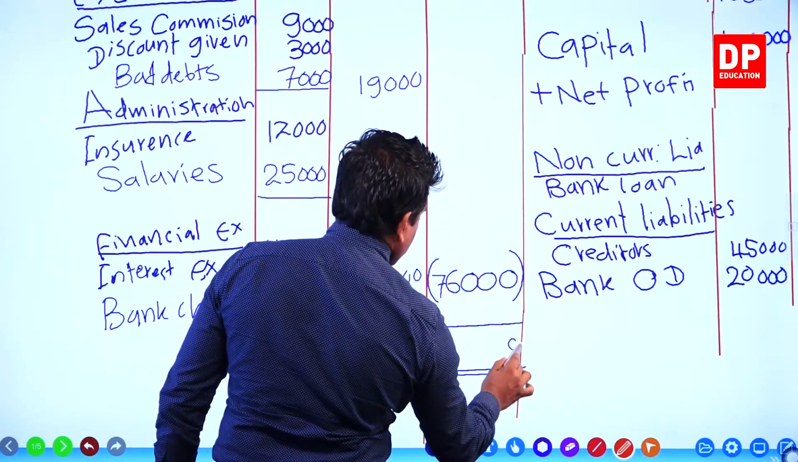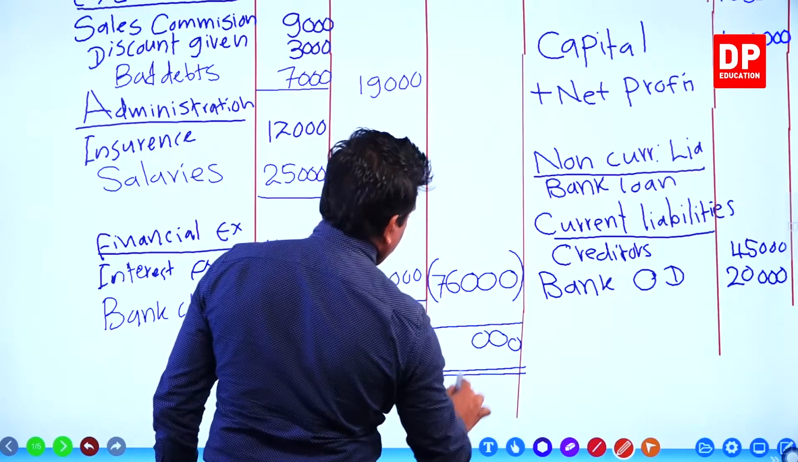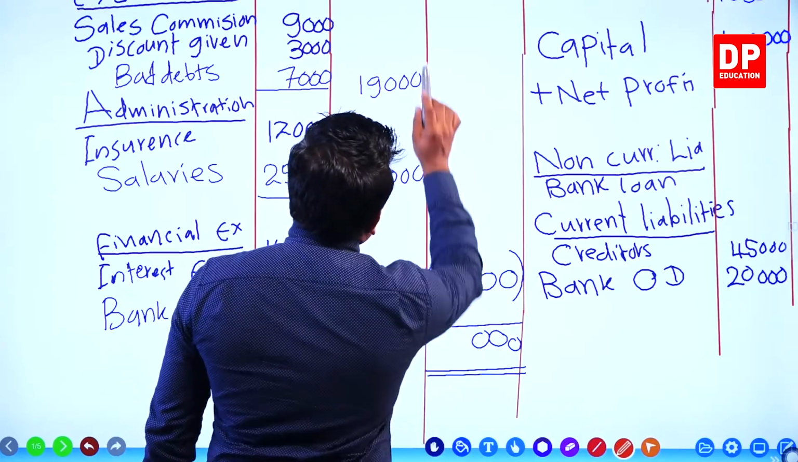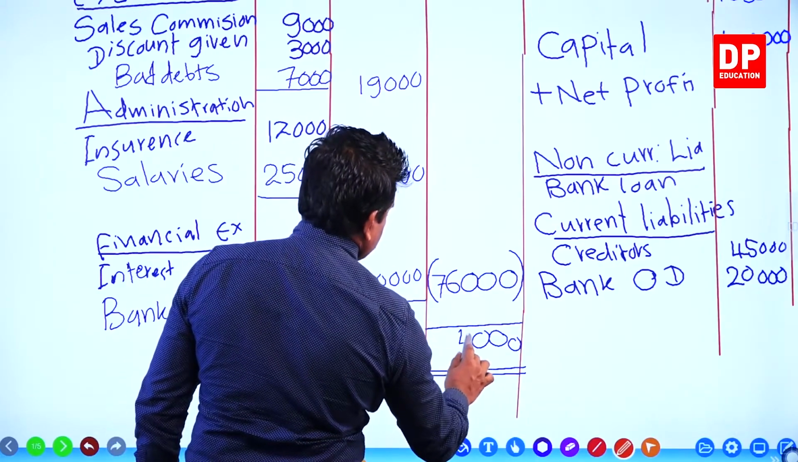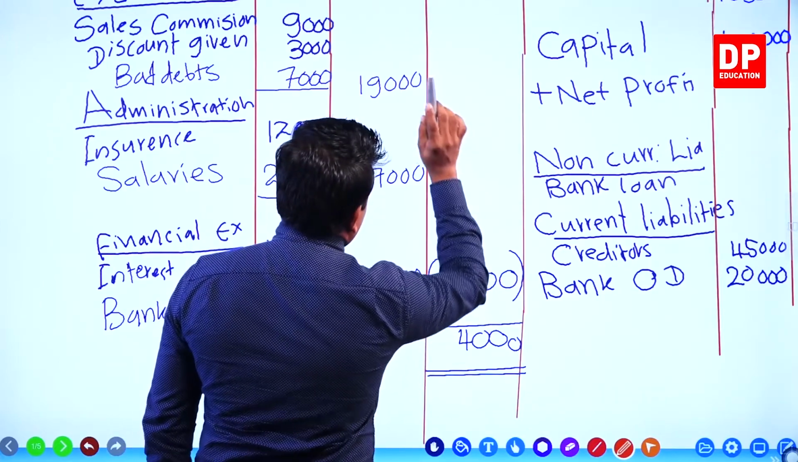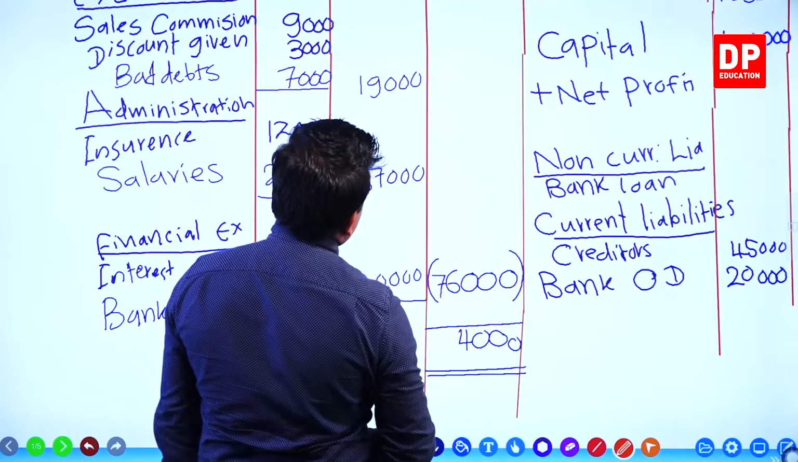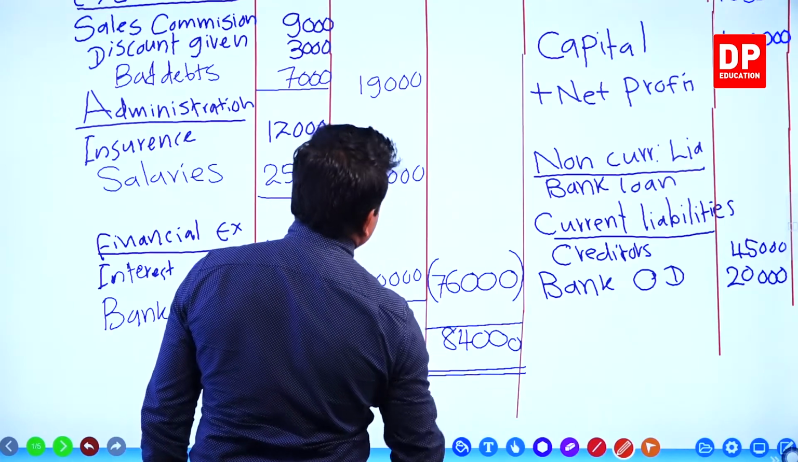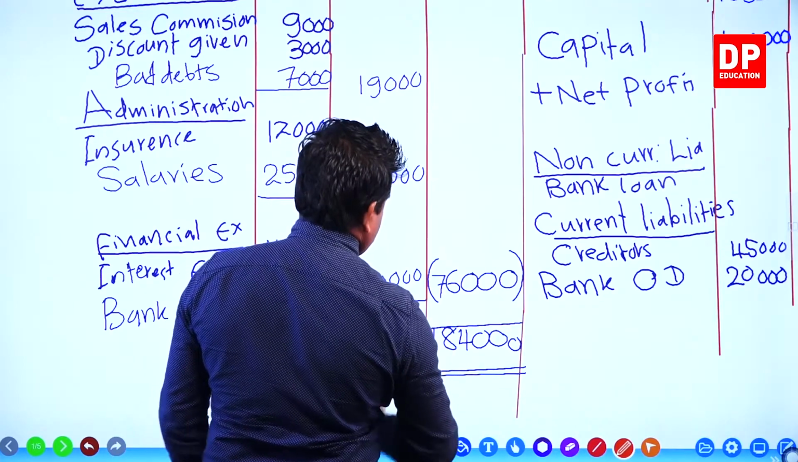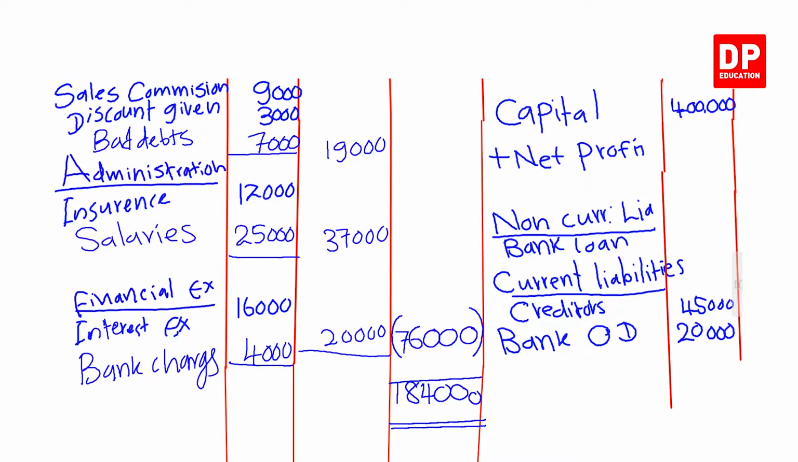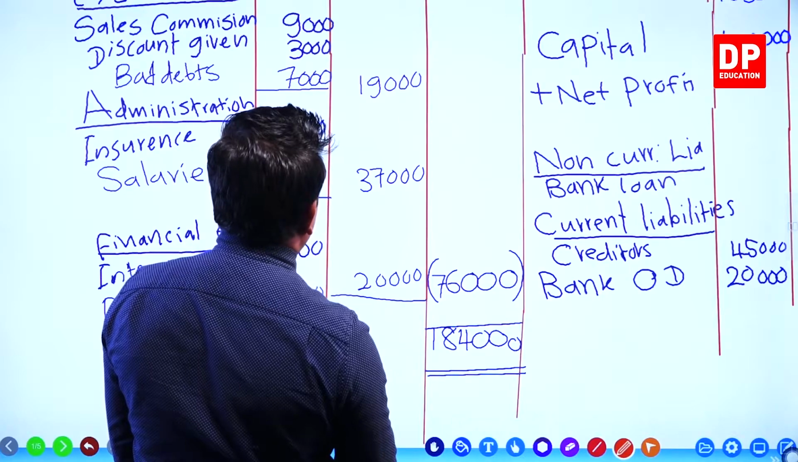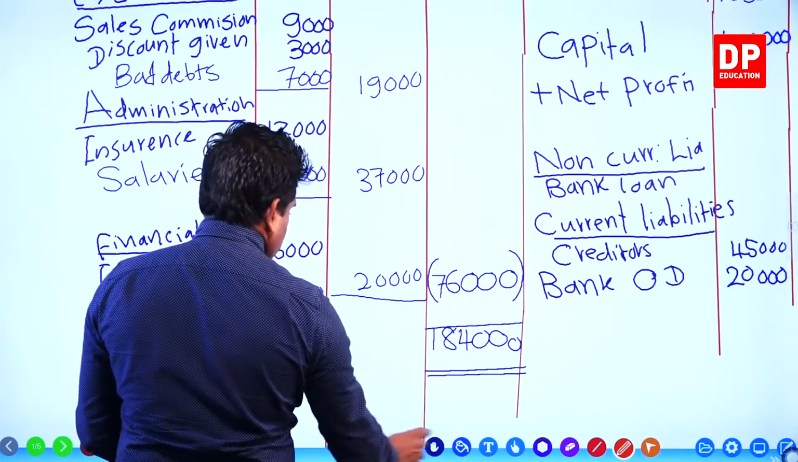Then here 0, 0, 0. Then here 10 minus 6, 4. Then 15 minus 7, 8,000. Then here 184,000. Check my answer, is it correct or wrong? You have to do it with me. Then 260,000 minus 76,000. Check it again. Yes, correct. Now in front of this you write what?